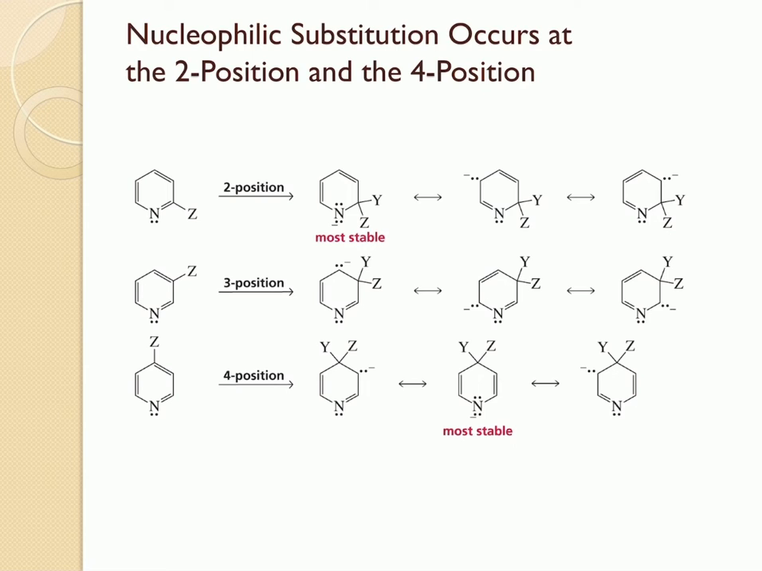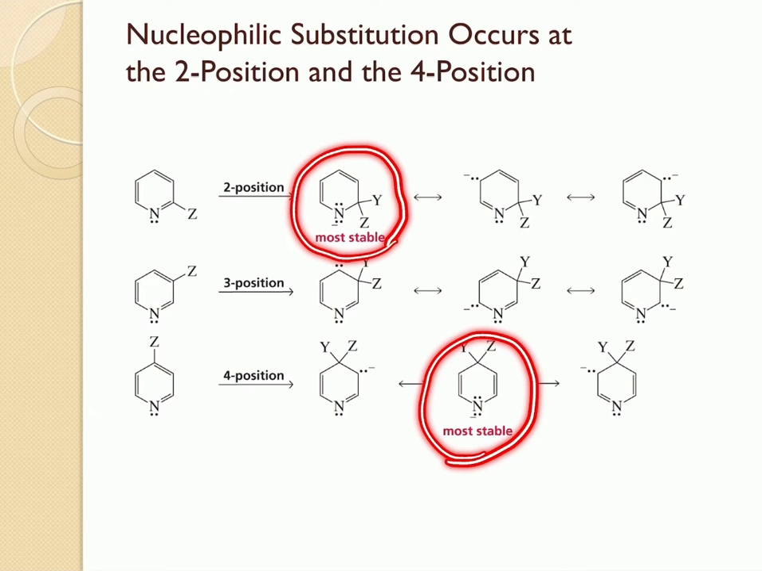Why does the nucleophilic substitution reaction of pyridine happen at the second and fourth position and not at the third position? For that, we have to look into the resonance contributors of the intermediates that are obtained in the reaction. Say, for example, in the case of second position as well as in fourth position, we are forming a more stable intermediate. Now, why should this be stable?